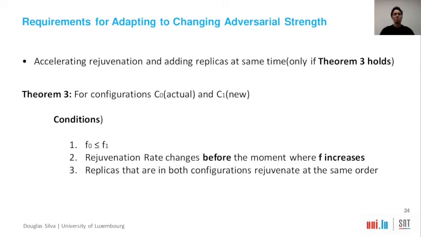So what if we want to use both mechanisms at the same time, accelerating rejuvenation and adding replicas at the same time? We observe that this works if the theorem three that is laid out in the paper holds. Imagine that we have C0, the actual configuration, and C1, the new configuration. The three conditions are that the new configuration has a bigger fault threshold compared to the actual one, the rejuvenation rate changes before the moment where F increases, and replicas that are in both configurations rejuvenate in the same order.